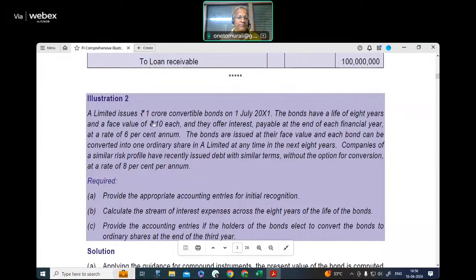So now let us just take up A Limited, which issues a 1 crore convertible bond. The life of the bond is 8 years, face value 10, and they have just done it at 6% when the rate of interest prevailing is 8%.